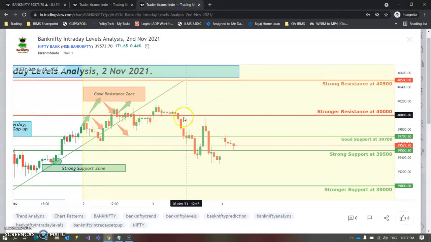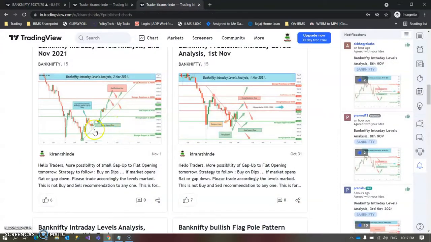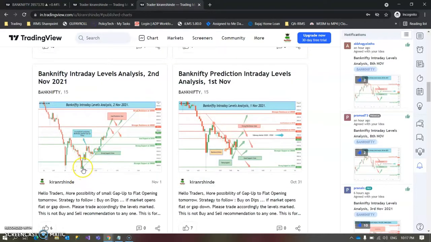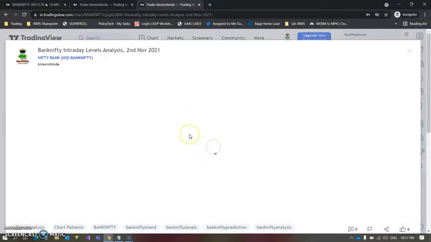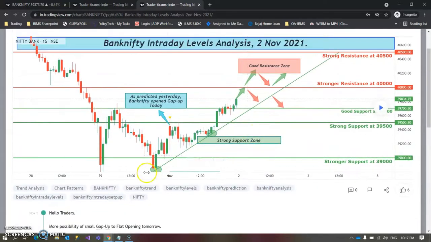Just to give an example, I had posted this analysis video, right? Okay, so let me open it again for the 2nd of November. You can clearly see in this particular post that I had posted market taking support at these 2 points. Okay, let me open the graph and see. You are clearly able to see market is taking the support of this support trend line.